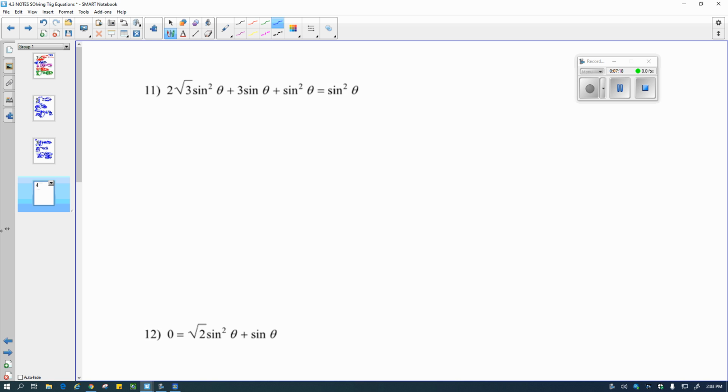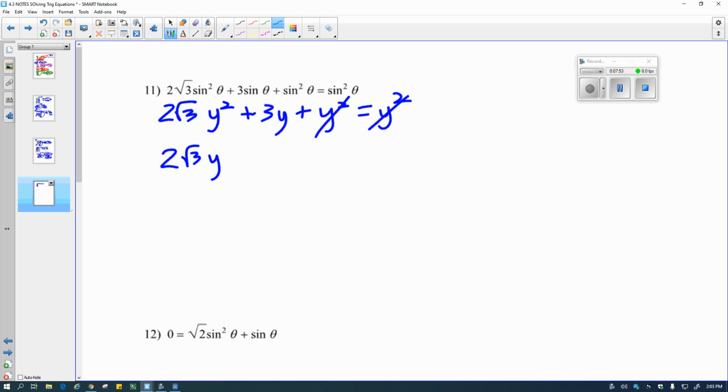Got 2 left. This would be a great time for you, if you wanted to, to pause the video and see how you do, or come back and revisit, or turn down the volume and see how you do. But I've got sine here. I'm going to go through and replace my sine with y. So 2 times the square root of 3y squared plus 3y plus y squared equals y squared. And so my y squareds are actually going to cancel each other out. I'm going to have 2 times the square root of 3y squared plus 3y equals 0.